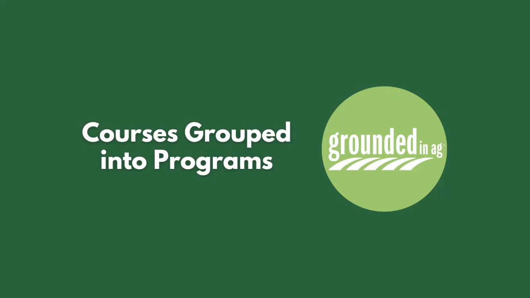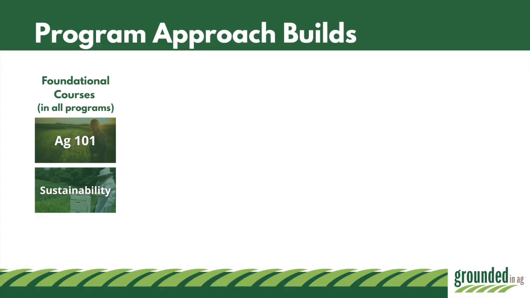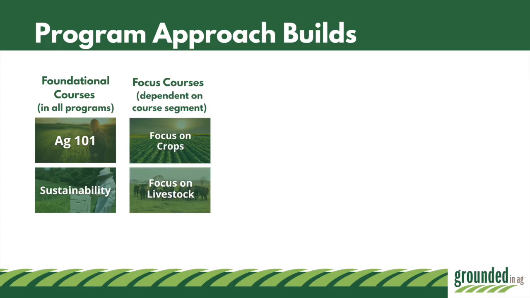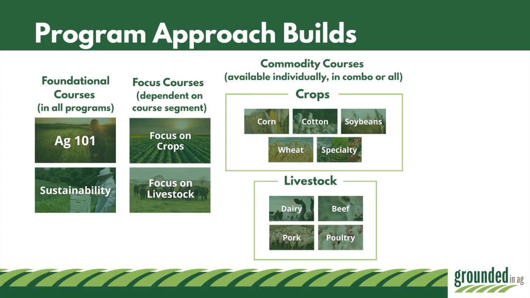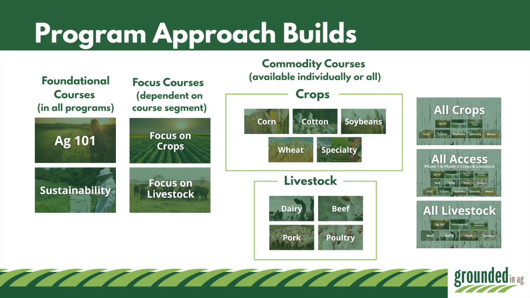All of these courses are grouped into various programs available through our website. Those foundational courses we talked about are actually part of every program. Then the focus courses will go with the commodities as needed. So when it comes to making a choice on which program you want to buy, think about whether you want crops or livestock, one of either of those, or if you want to go with all crops, all livestock, or all access, which covers those both.